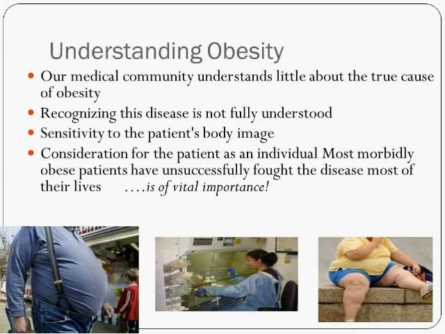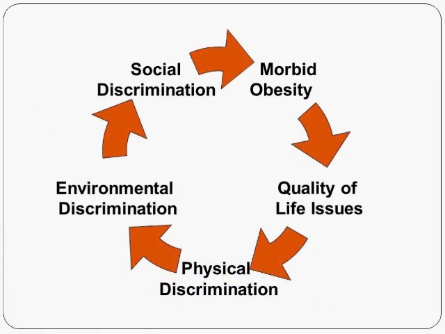We need to understand that the disease is not fully understood, and sensitivity to the patient's body image is extremely important. Consideration for the patient as an individual, because most morbidly obese patients have unsuccessfully fought the disease most of their lives. It's very important for us to understand that as healthcare providers. And there's a slide that shows the circle of obesity: quality of life issues, physical discriminations, environmental discriminations, and social discriminations.